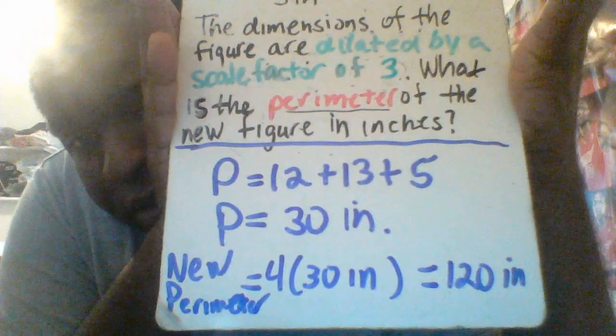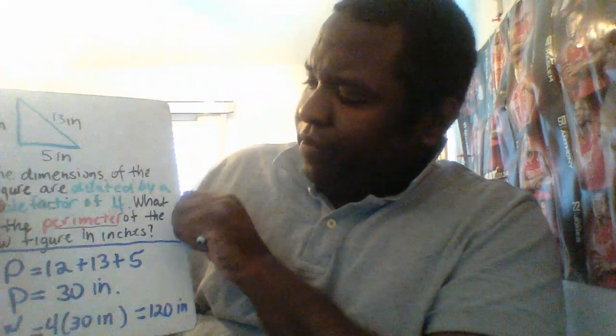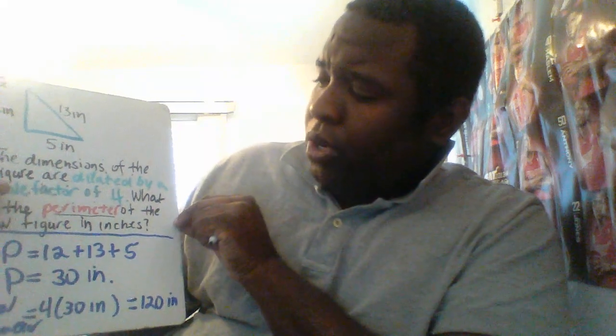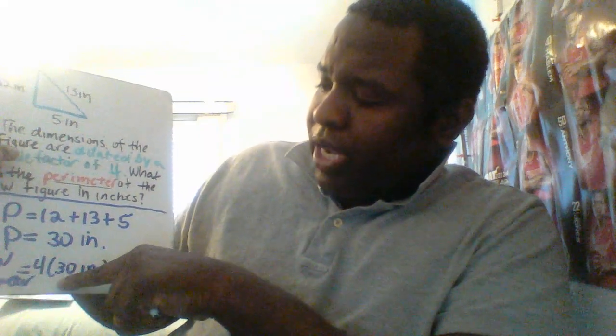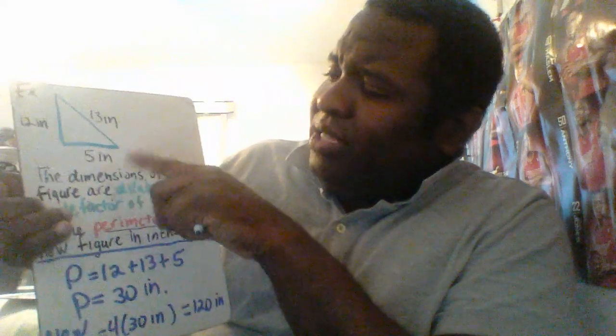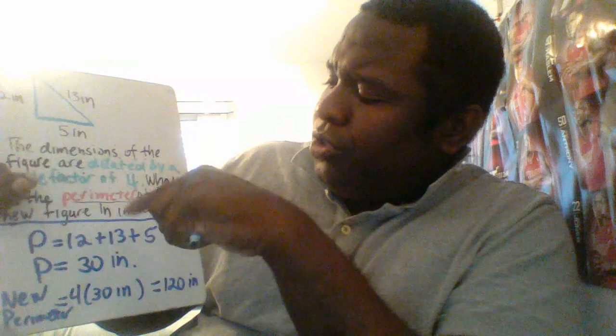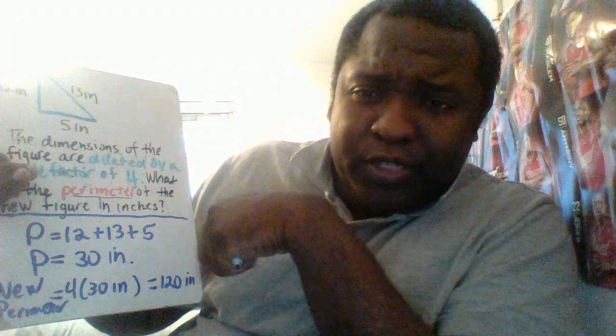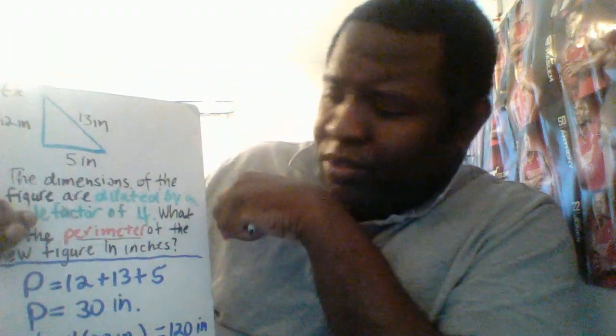That's equal to 30. And we know our scale factor was actually 4. Excuse me, that was a little mistake. The scale factor is actually 4. So we're going to multiply 4 times 30, which is 120 inches. So that's basic. Whatever your scale factor is, you just multiply times your perimeter, and perimeter is the sum of all the sides. So that's how we do that one.